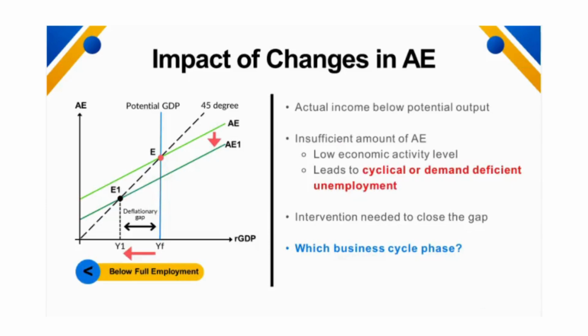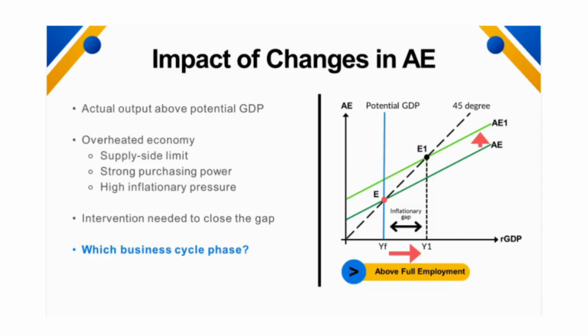When actual income is below potential output, it indicates insufficient A, leading to low economic activity and unemployment. Intervention is needed to close this gap. Conversely, when actual output exceeds potential GDP, it results in an overheated economy with inflationary pressures. Measures are required to bring the economy back to equilibrium.